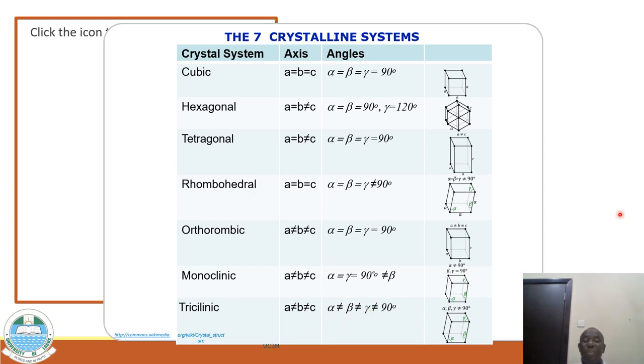So these are the seven crystal systems that define all existing materials that we have on the surface of the earth. Any material that you have belongs to one of these. If it is a crystalline material, it will belong to one of these seven crystal systems.